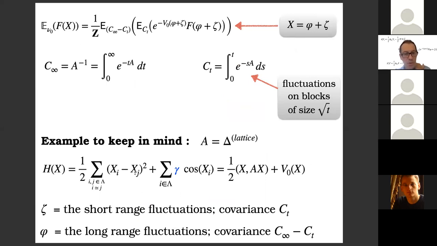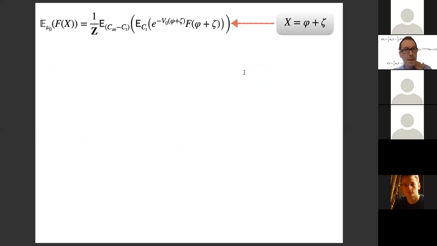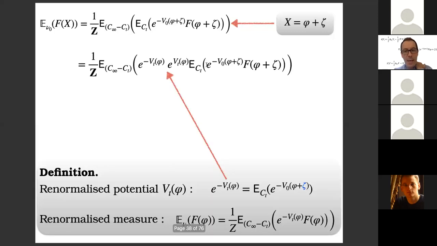Let me remind you, we're trying to extract some information, or to decouple the information, between this long range part and this short range part. For later purposes, Ct is just a part of the integration. I'm just integrating now from zero to t, and C infinity is the full covariance. So Ct can be seen as some averaging. We're averaging on blocks of size square root of t, something like that, on domains of size square root of t.